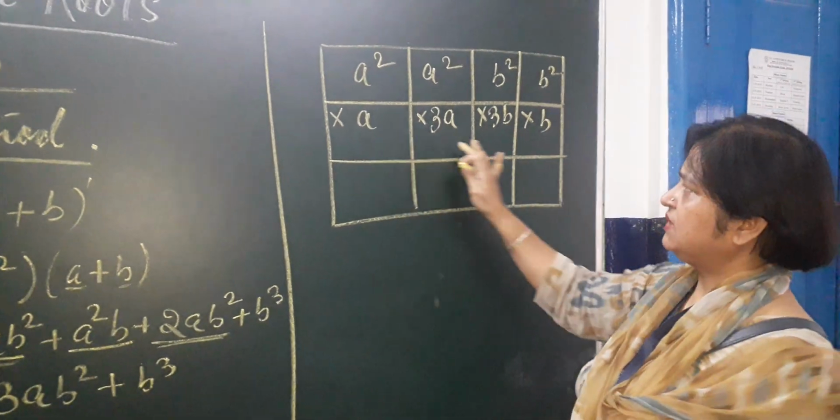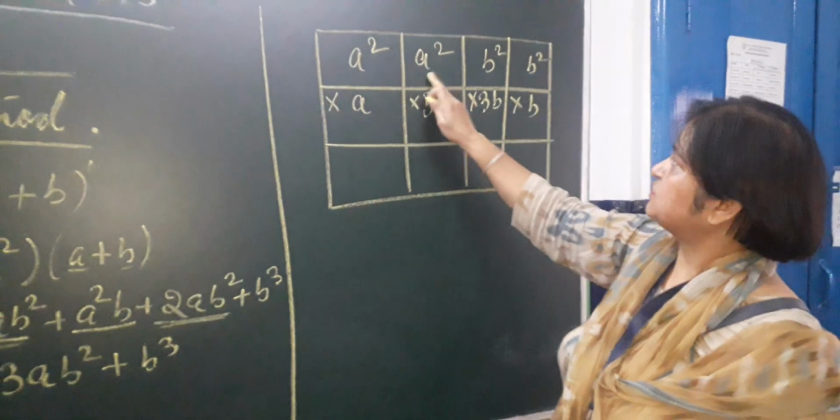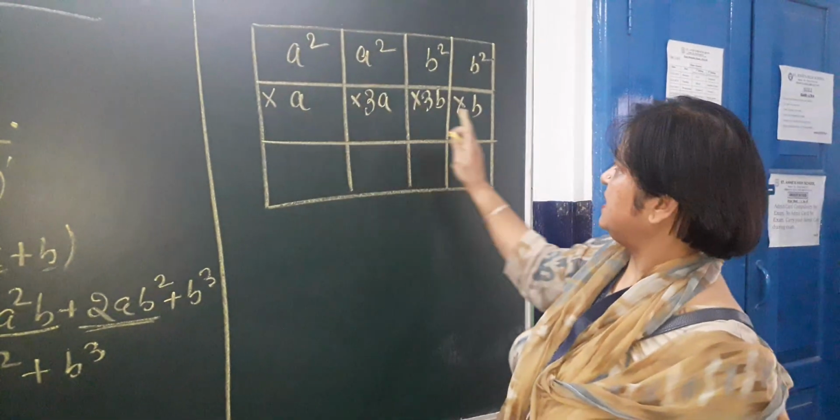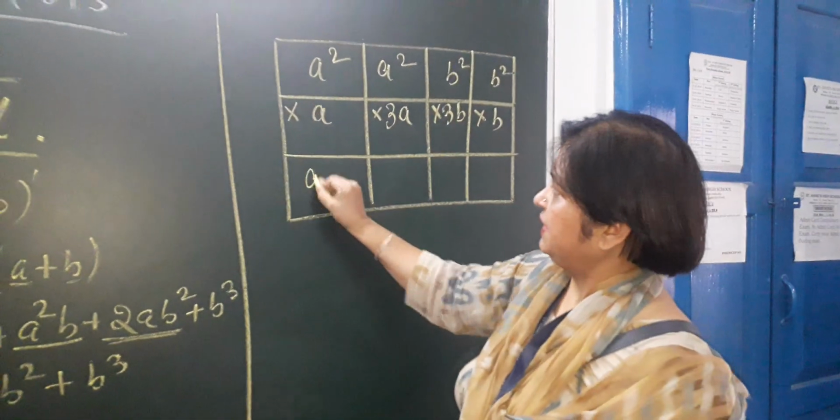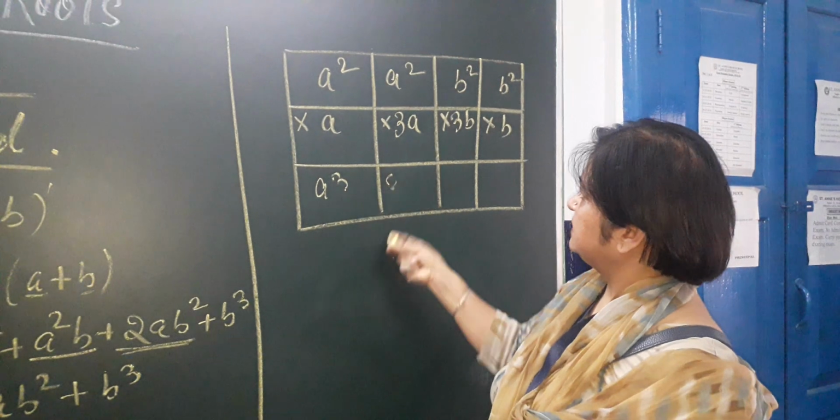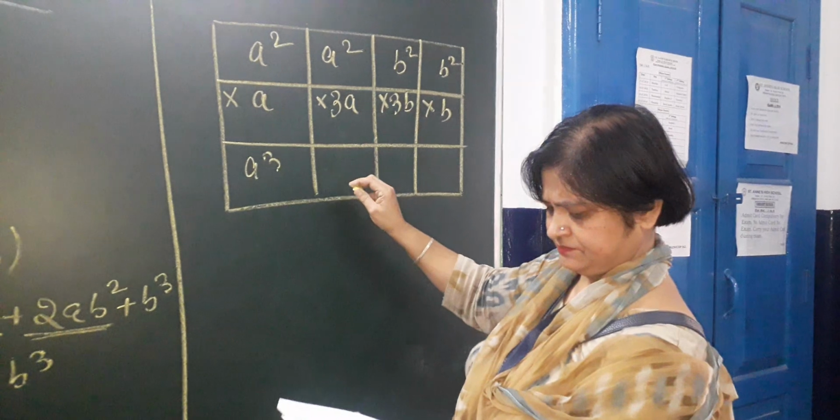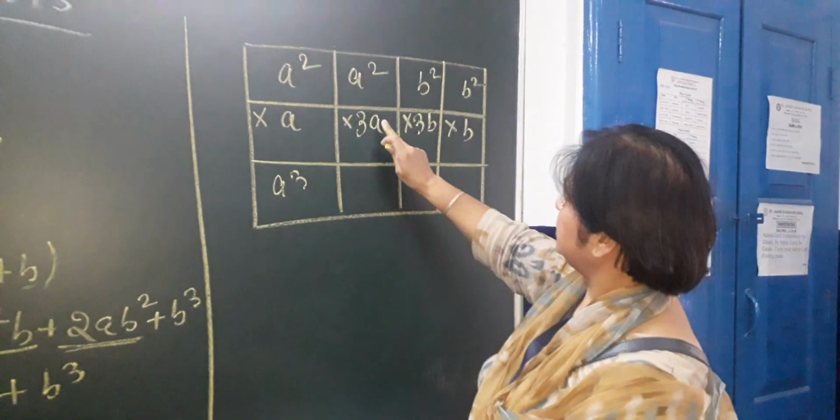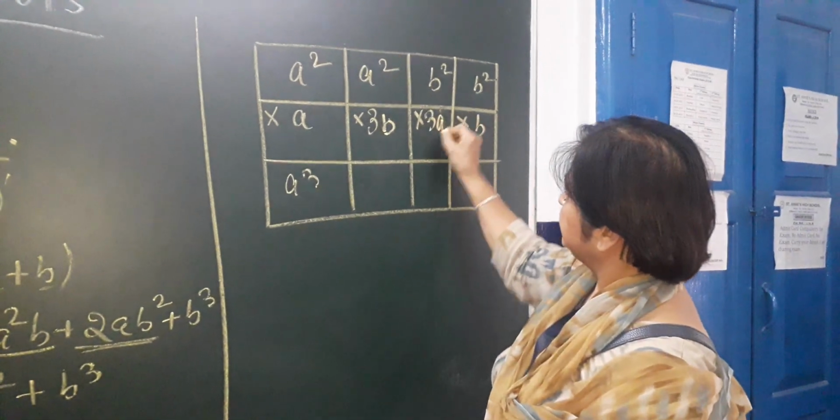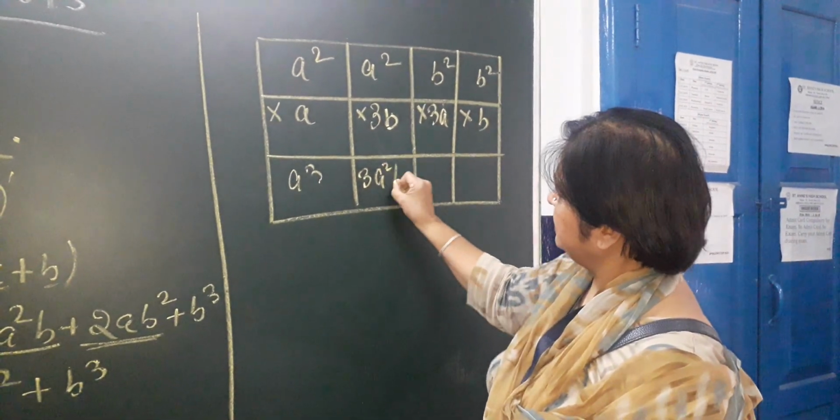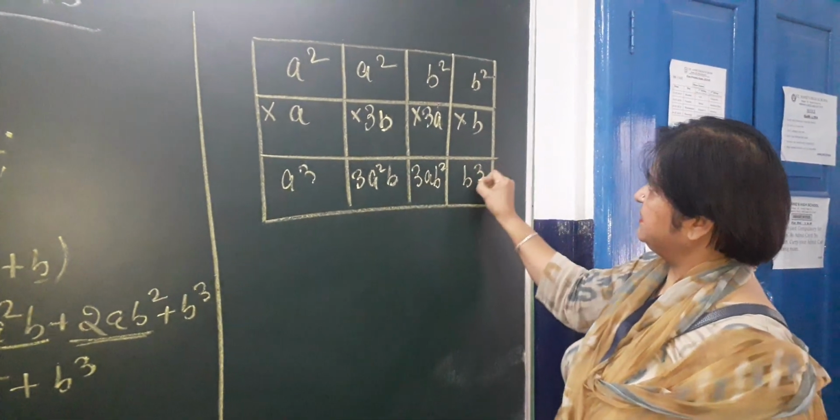There is no particular reason why this is done, because we have to form this formula. So a square, b square, b square. Here it is multiplied by a, here by b. Here it is multiplied by 3a and then 3b. So what comes? A cube, sorry, 3a by b and this b by a. 3a square b and 3ab square, and here it is b cube.